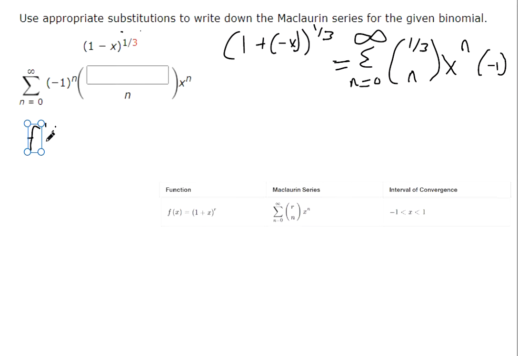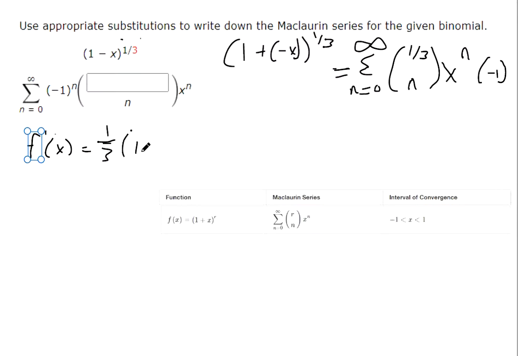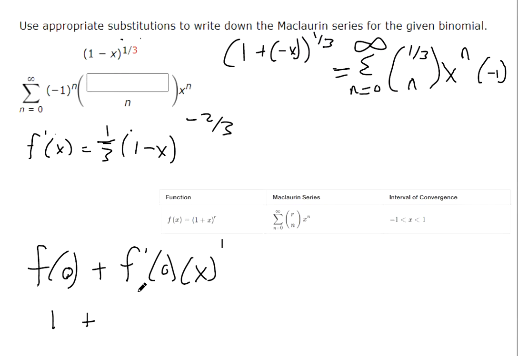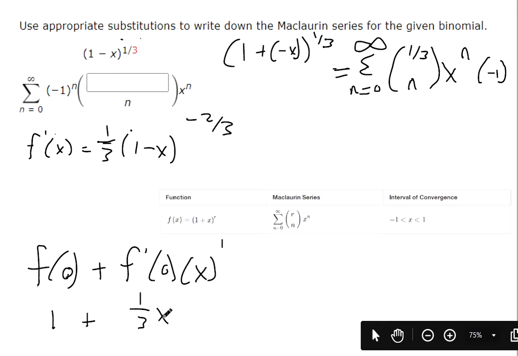The first derivative is 1/3 times 1 minus x to the negative 2/3. So the first term would be f of 0, because it's a Maclaurin series, so we're using 0 as our center, plus the derivative of f at 0 times x to the first power. So if you plug in 0, you get out 1. The first derivative, plug in 0, get out 1/3 times x.